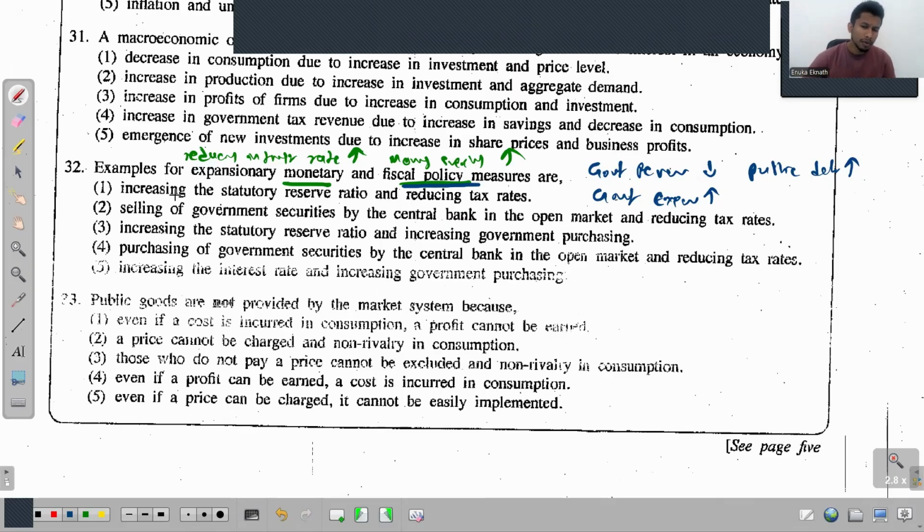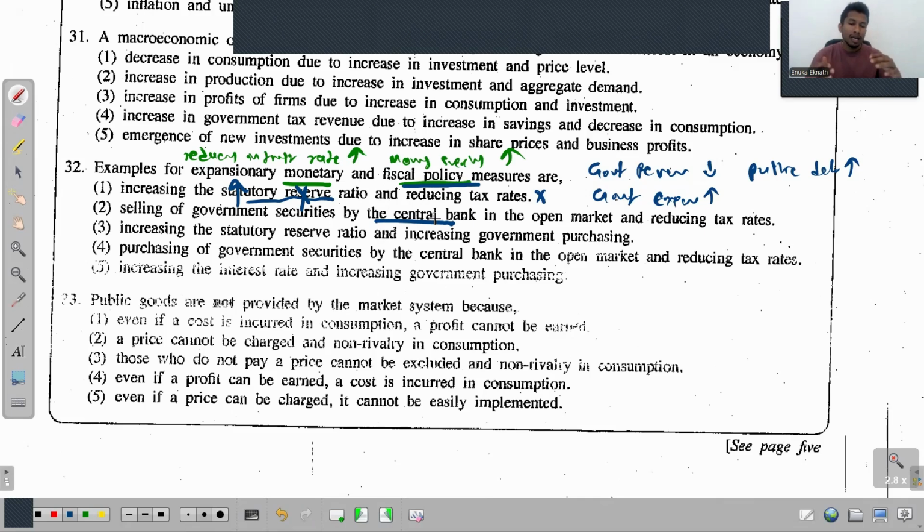First one, increasing statutory reserve ratio and reducing tax rates. See that now, when the statutory reserve ratio is increased, it decreases the money supply. So that is not expansionary in nature, right? So this is wrong then. Reducing tax rates is somewhat expansionary, but the first part is anyway wrong, so we can't take this to be the answer.